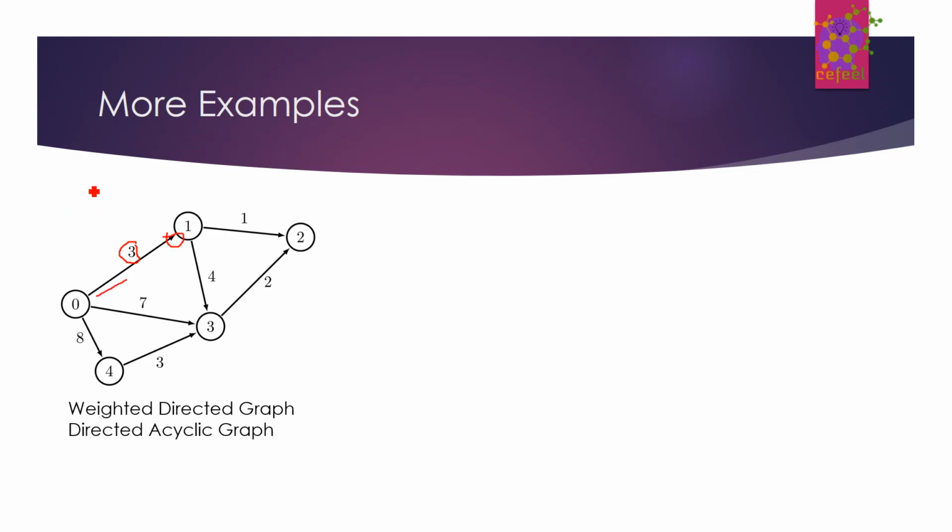If we notice, we can go from 0 to 1, 1 to 3, but we cannot return. Similarly, 0 to 1, 1 to 2, but we cannot go further. 0 to 3, then we are stuck. So this graph doesn't contain a cycle. So that's why we can also call this a directed weighted acyclic graph.